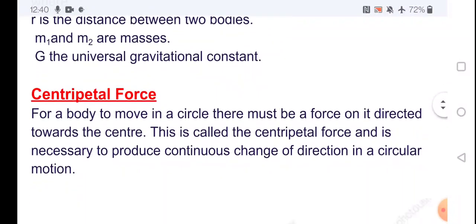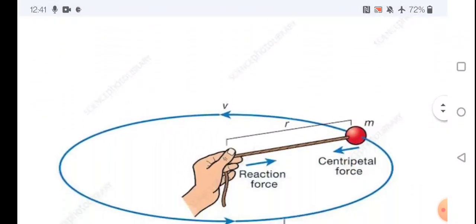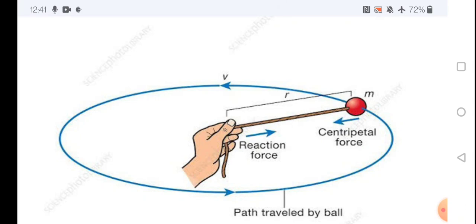Next, we move on to centripetal force. For a body to move in a circle, there must be a force on it directed towards the center. This is called a centripetal force. See the picture. Here one person holds the thread. The ball is tied to a thread and the thread is held by a person. That person is rotating the ball in a circular direction.